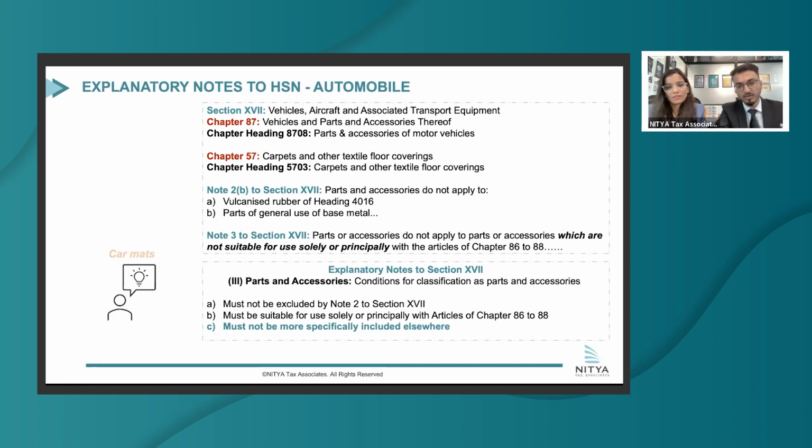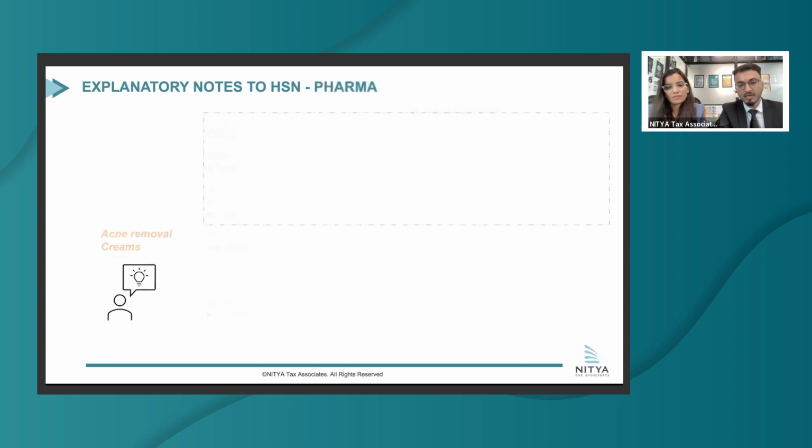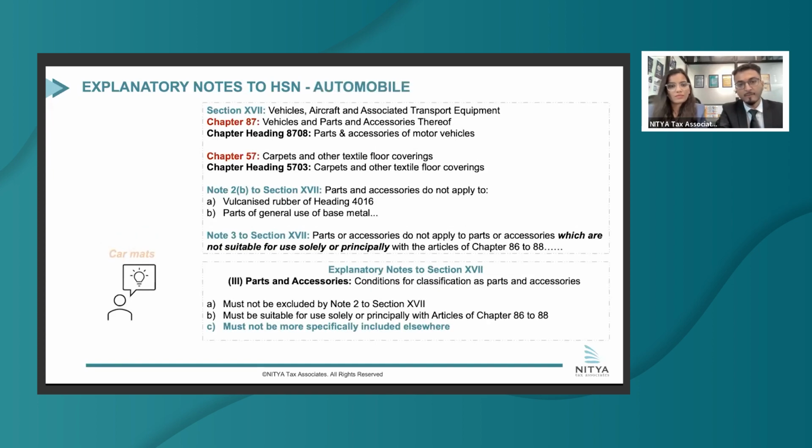So according to that, the correct classification of car mat will be heading 5703, which specifically deals with carpets and other textile floor coverings. Now here, just one point to highlight, or we all can ponder upon, is that basis section notes or chapter headings, this third condition of specifically included elsewhere by nomenclature was not coming anywhere, but only by explanatory notes, HSN explanatory notes, this has been introduced.